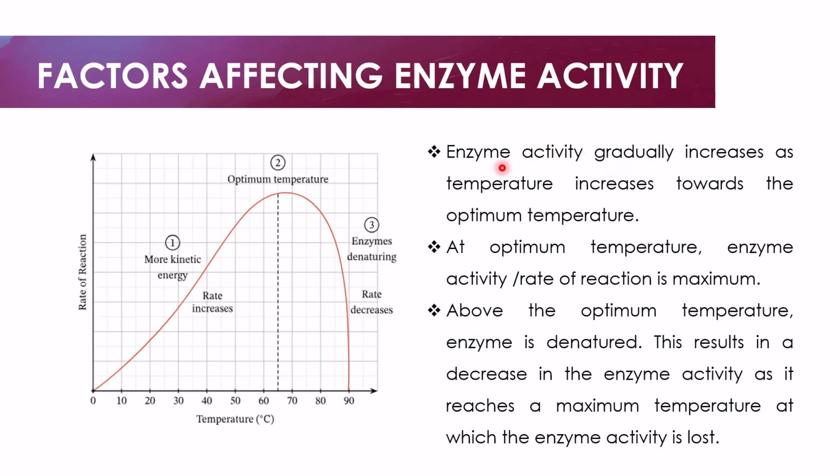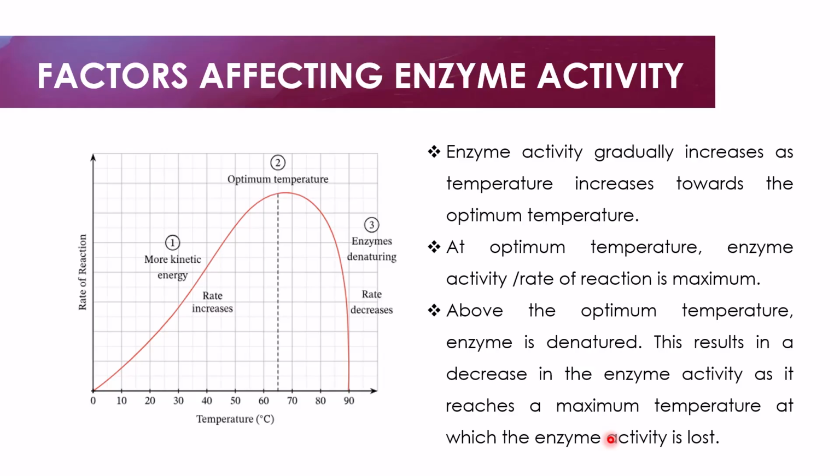So we are saying that enzyme activity gradually increases as the temperature increases towards the optimum temperature, as explained earlier. At optimum temperature, which is at this point, enzyme activity or the rate of reaction is maximum. Above the optimum temperature, which is from 65 to 90, the enzyme is denatured, and this results in a decrease in enzyme activity until it reaches a maximum temperature at which the enzyme activity is lost.